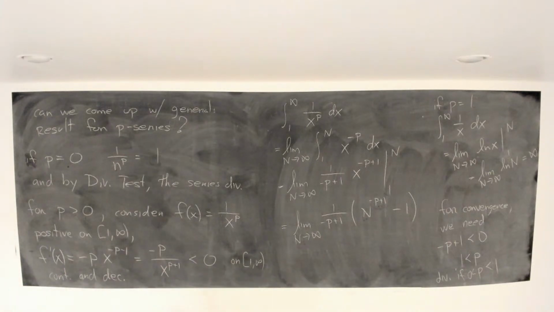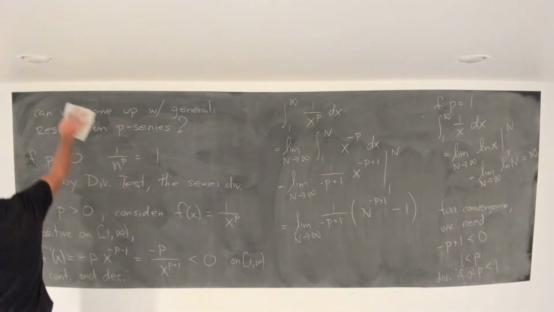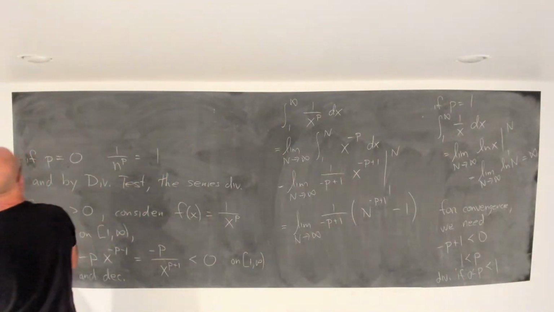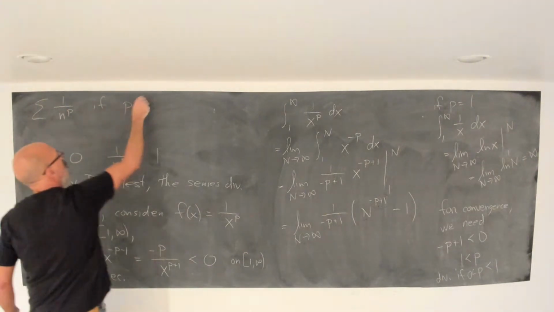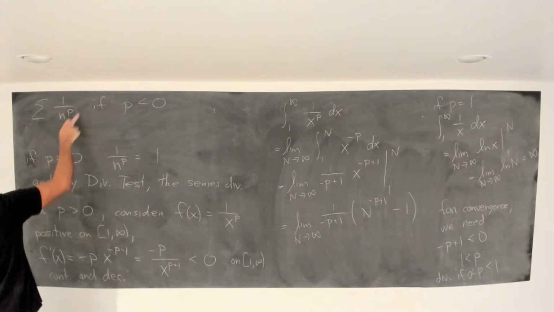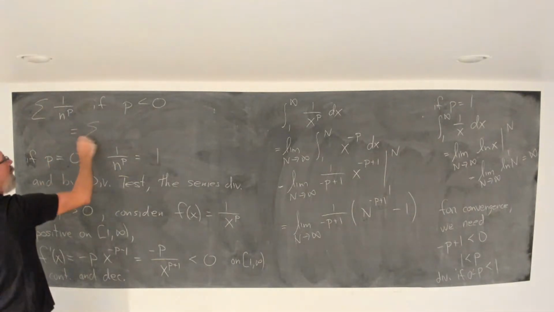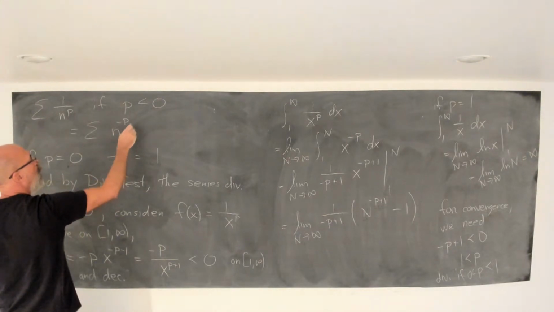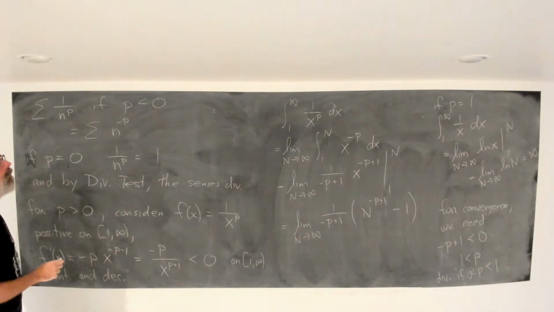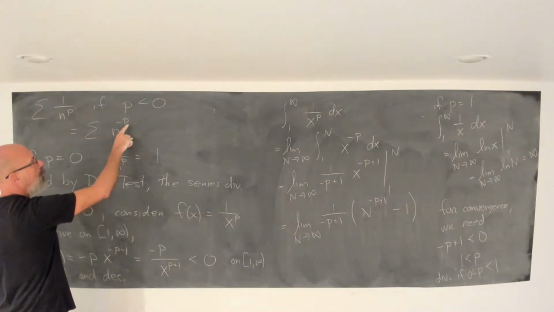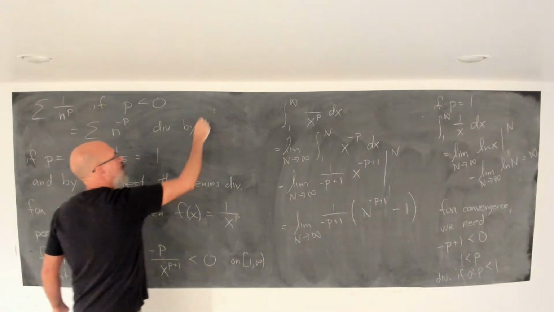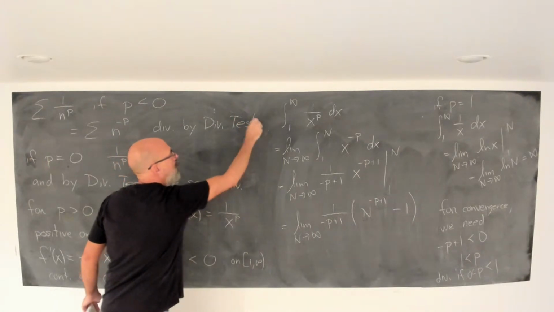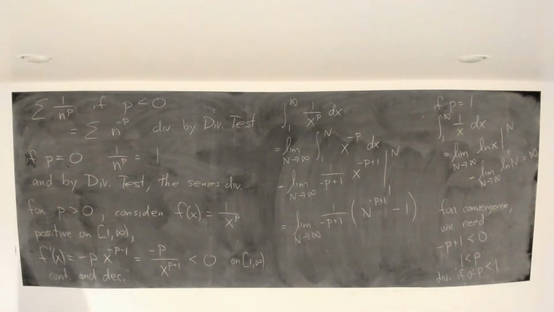what happens then? Right, we're looking at this. If p is negative, if you have a negative power here, this is really the same as 1 over n to the negative p, where this is positive. And since you have n to a positive power, this is going to diverge by the divergence test. The limit is going to be infinity. Somebody's asking if p can be a fraction. Absolutely.